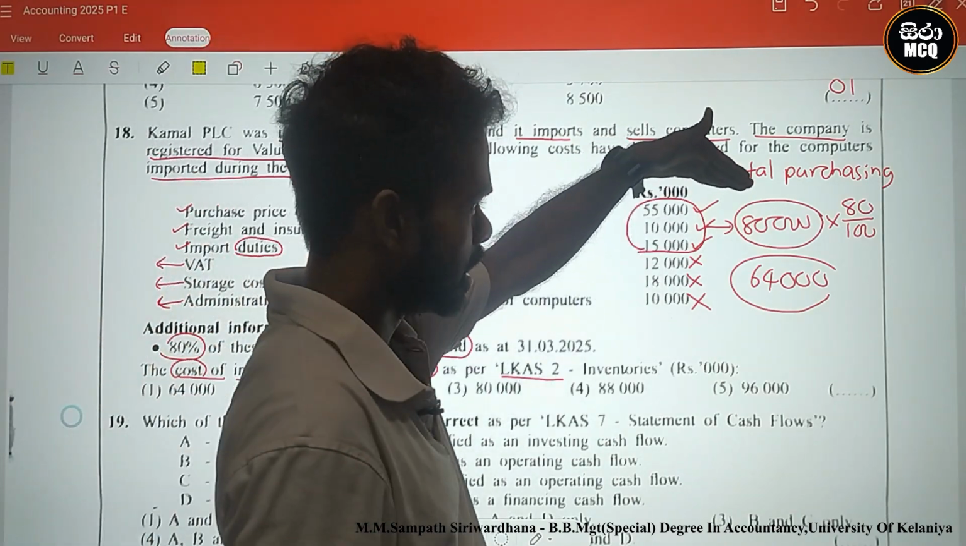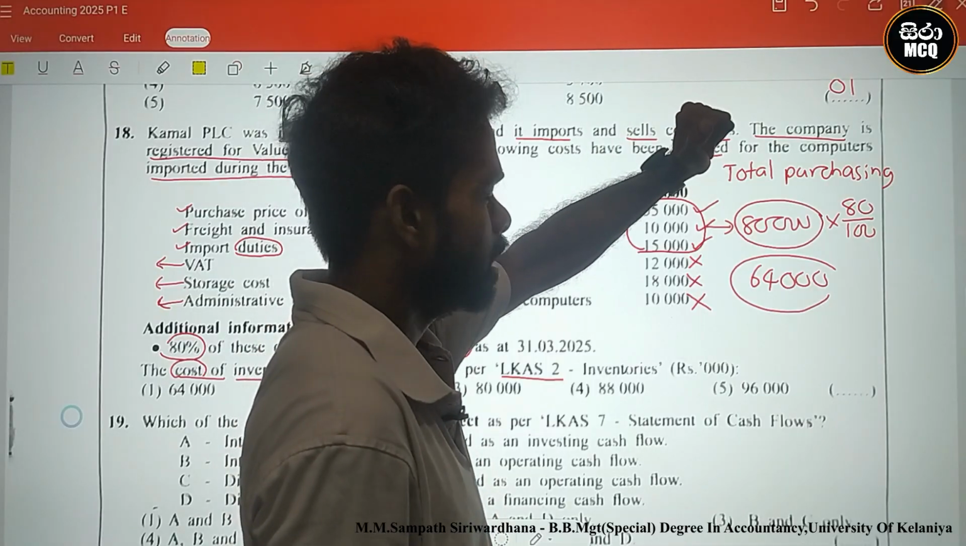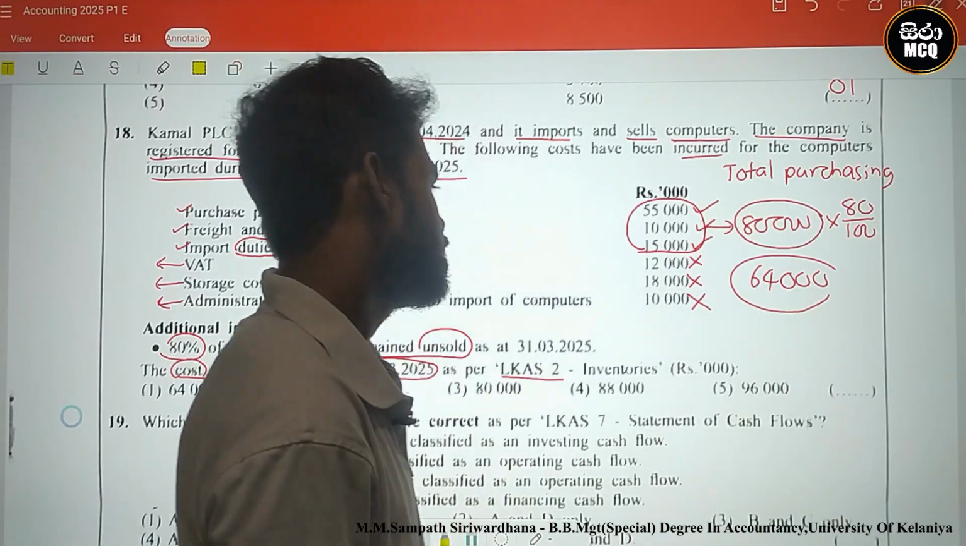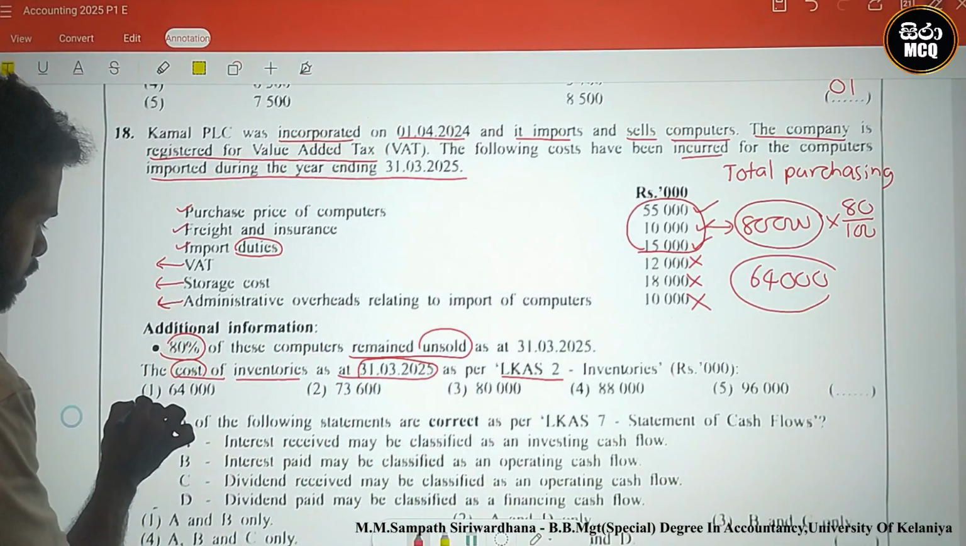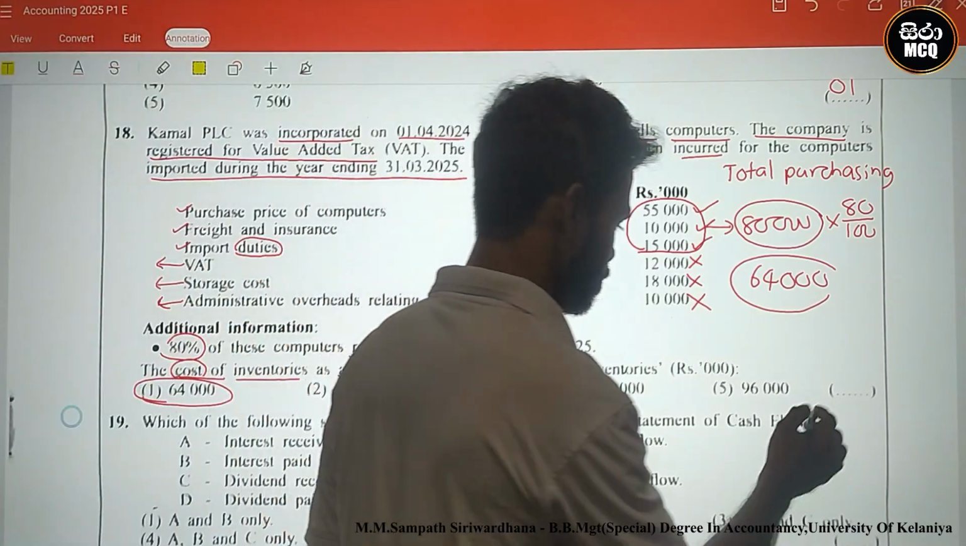Okay, the total cost is 80,000. 80% is the remaining closing inventory, 64,000. 64,000 is the answer for question number 18.